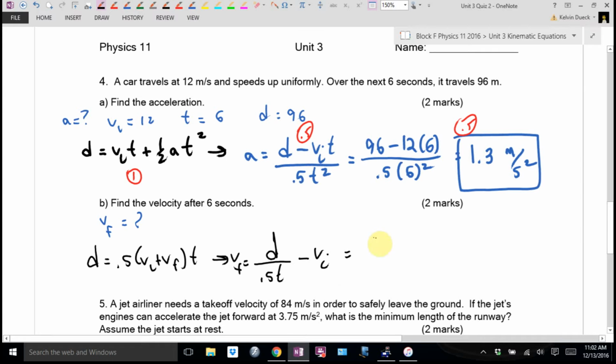It's going to be 96 divided by 0.5 times 6, minus 12. I think I can do this one in my head. 96 divided by 3. It's 32, take away 12. Is the answer 20 even? 20 even?